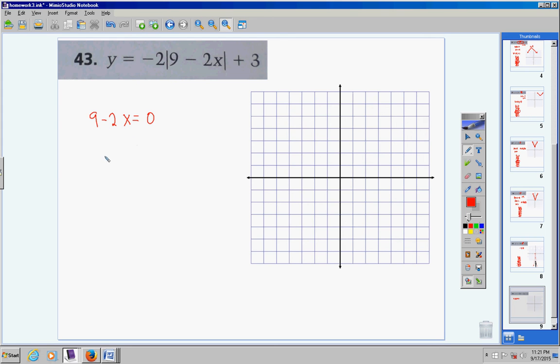Bring the 9 over and make it a negative 9. Divide both sides by negative 2, and you will get 4.5. A negative over a negative is positive. 9 over 2 is 4.5. So far the vertex is 4.5, comma, then here's the number that's being added or subtracted to the absolute value. So 3. So there's your vertex.